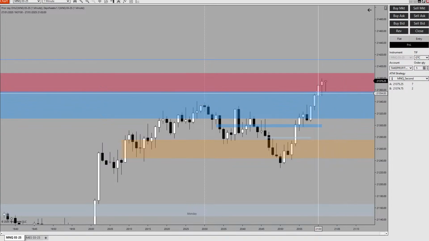Over here, there is an immediate rebalance. You can see in these three candles, price has come down and touched the previous high over here.